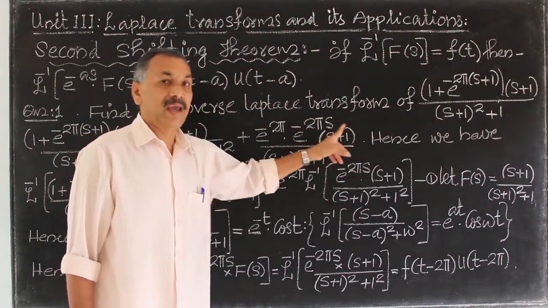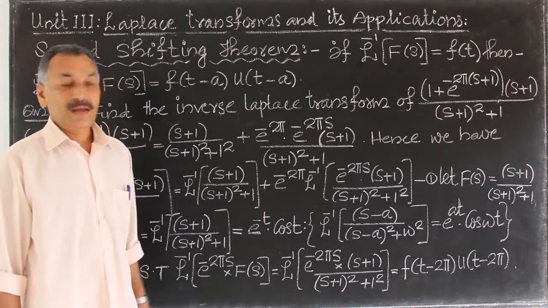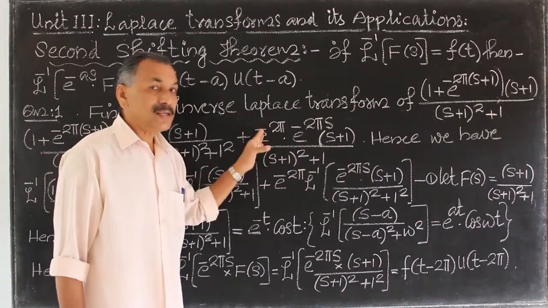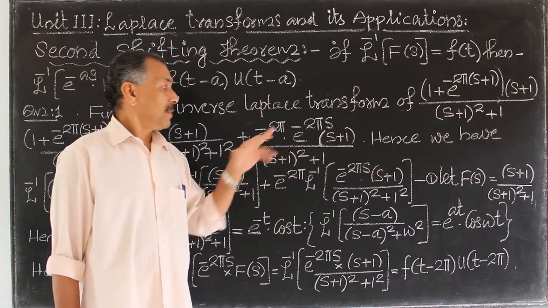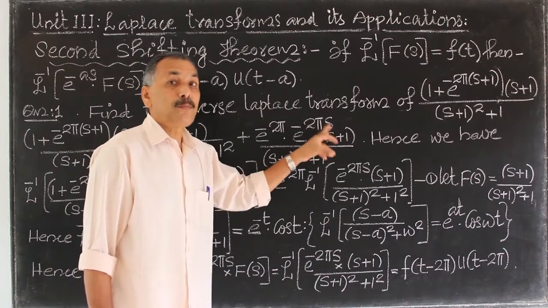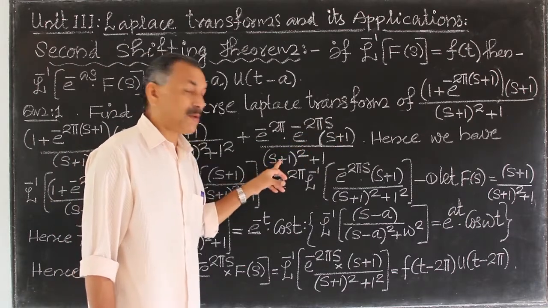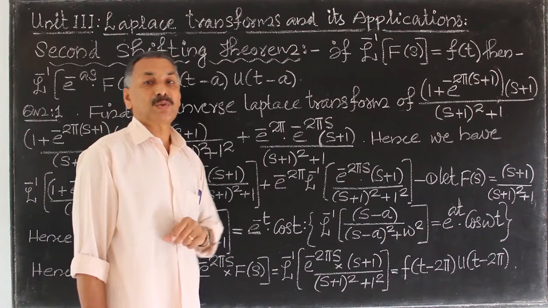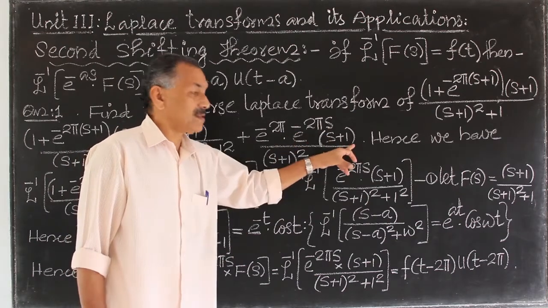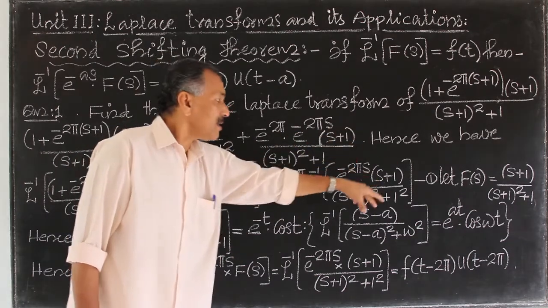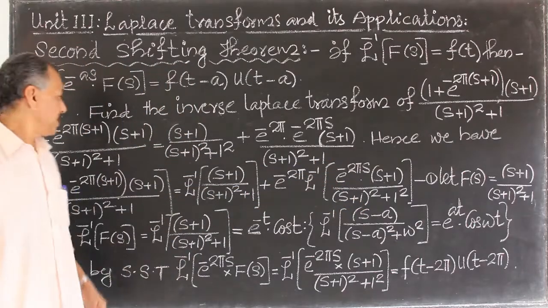e raised to minus a s into f of s. Then what is f of s? e raised to minus 2 pi is a constant, that is outside. Then e raised to minus 2 pi s into (s plus 1) divided by (s plus 1) square plus 1 square. e raised to minus a s into the mother f of s. Then hence, what is the Laplace inverse of this value?